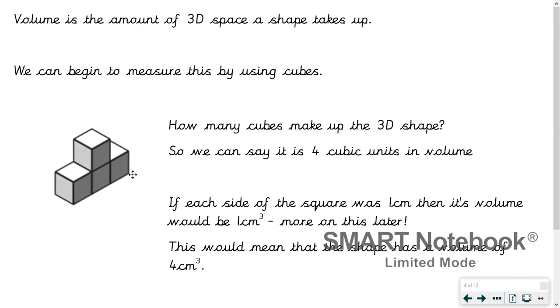So have a look here. How many cubes make up a 3D shape? 1, 2, 3, 4. Doesn't tell if it's centimeters or if it's meters or if it's kilometers. So we just say that that's made up of 4 cubic units.